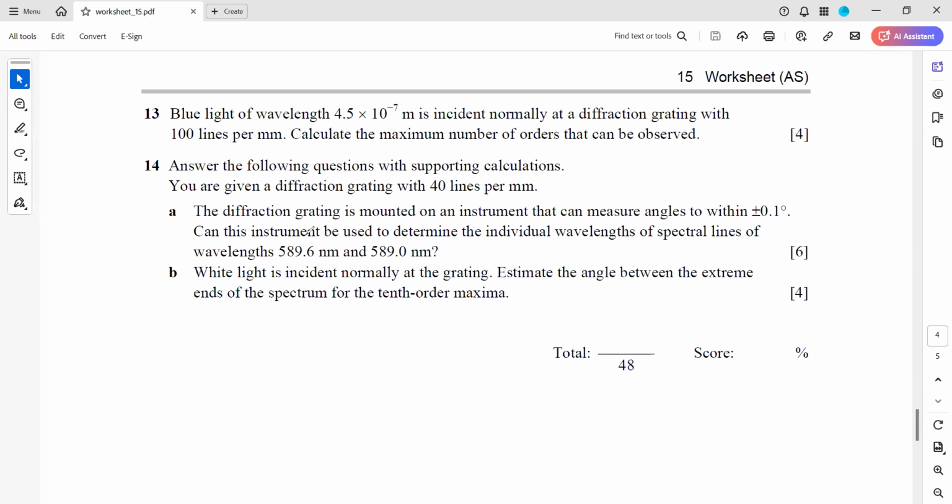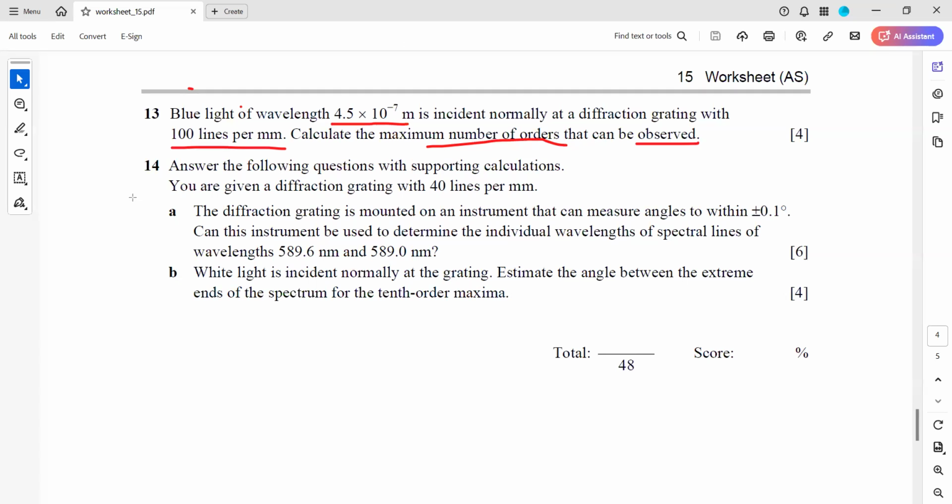Again, a question related to the diffraction of light. A blue light of wavelength 4.5 × 10^-5 meter is incident normally on a diffraction grating having 100 lines per millimeter. Calculate the maximum number of orders that can be observed. So what could be the maximum order? We need a value of n.